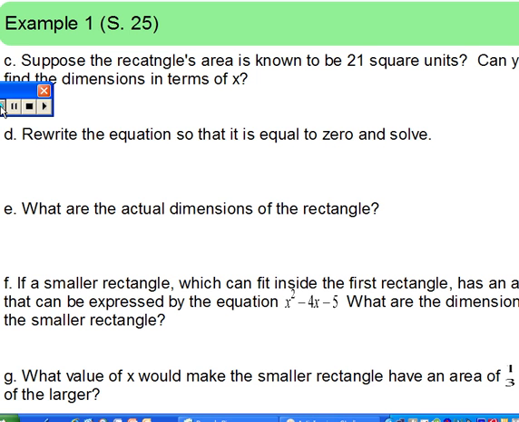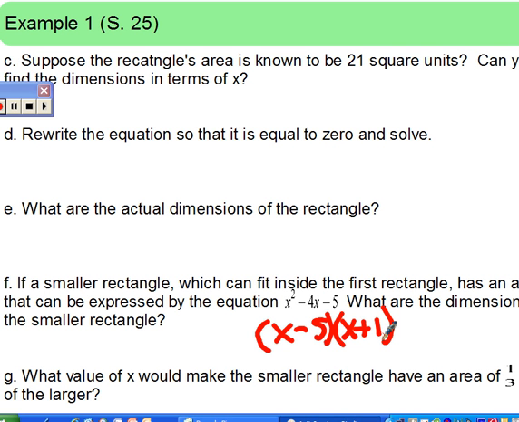Okay, now go ahead and try to work F. Press pause and come back when you're ready. Okay, at first glance this might seem confusing because I think they might be asking us to find the actual dimensions, but I think they just wanted the dimensions in terms of x. So I can simply factor this and get x minus 5 times x plus 1. So the dimensions of the rectangle are x minus 5 times x plus 1.